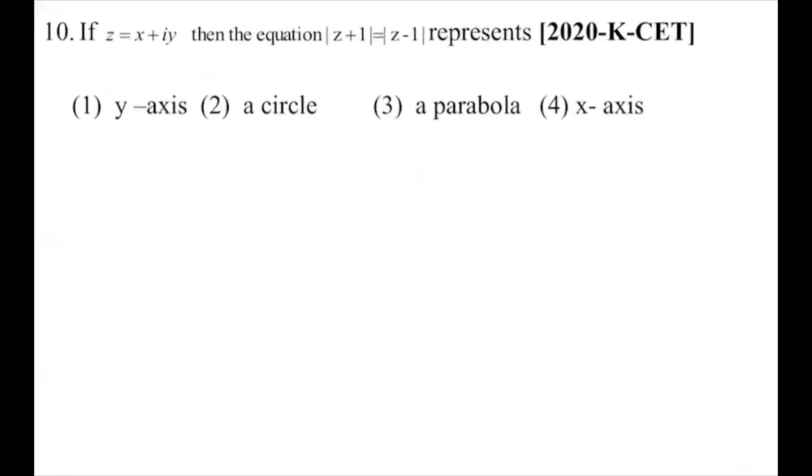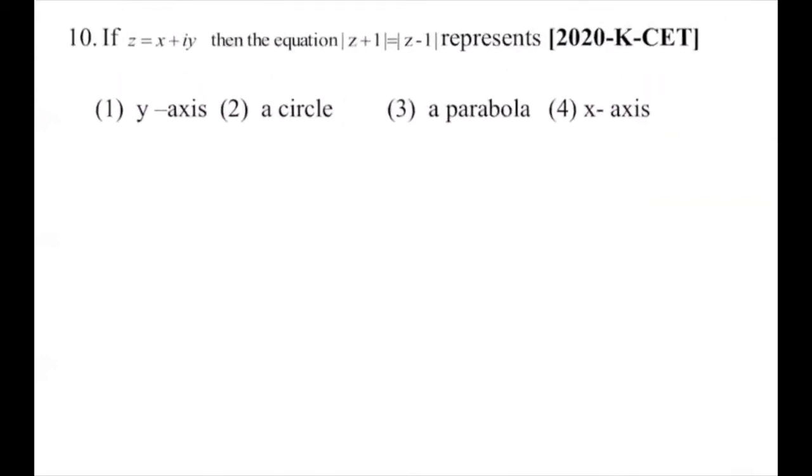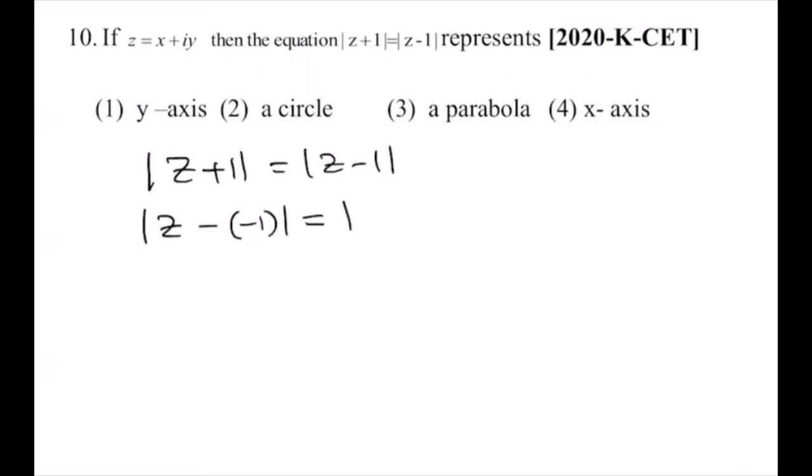Question number 10. If z is x plus iy, then the equation represents... An equation of this form always represents a straight line. We have already discussed that. So here there are two straight lines, y-axis and x-axis. Now let us find out what it represents. Modulus of z plus 1 equal to modulus of z minus 1. You can write this as modulus of z minus of minus 1 equal to modulus of z minus of 1.